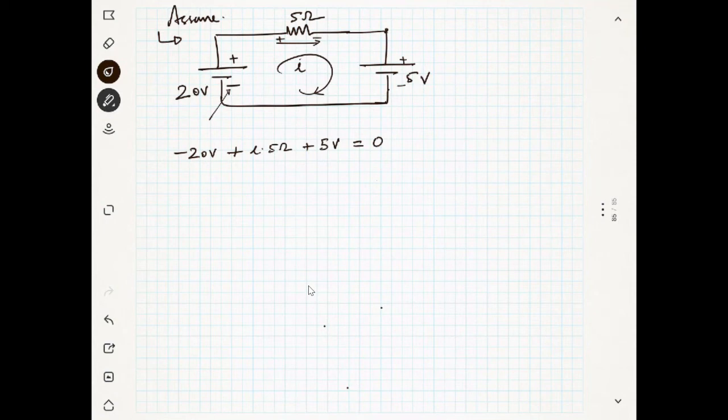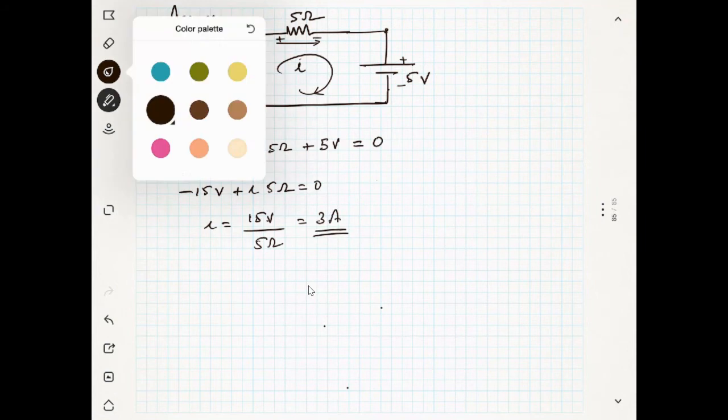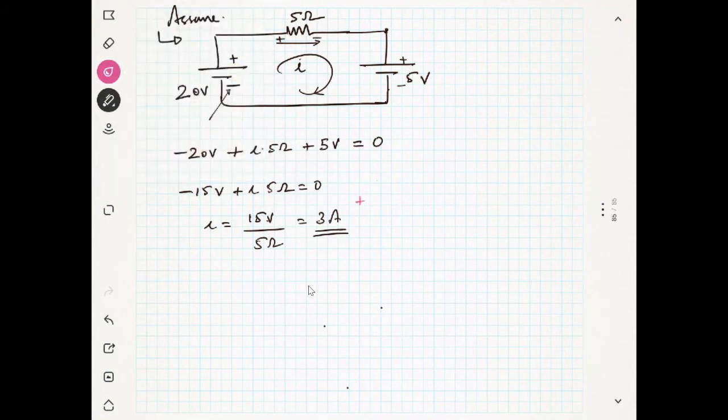Now you can see here minus 15 volt plus I into 5 ohm equals 0. That means my I equals 15 volt divided by 5 ohms. This is equal to 3 ampere. So my current is 3 ampere. My assumption is correct, I am getting a positive answer. So my current is in this direction, and how much is the current? It is 3 ampere. So my current is flowing like this.